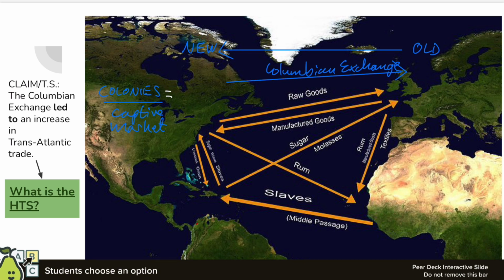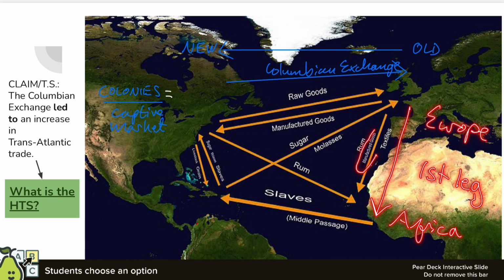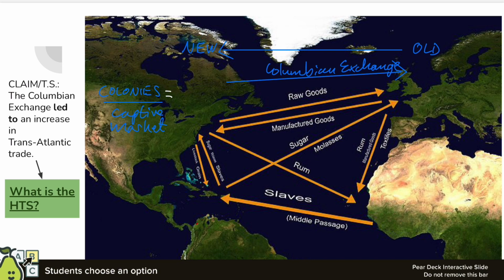So first up in the chat or unmuting, tell me what is the first leg in the triangular trade? Where do we start and where do we go? Good, Europe to Africa. So that's still in the old world. The first leg is still in the old world, from Europe to Western Africa specifically. And what are the Europeans bringing to Africa? Manufactured goods. Exactly right. Manufactured goods.